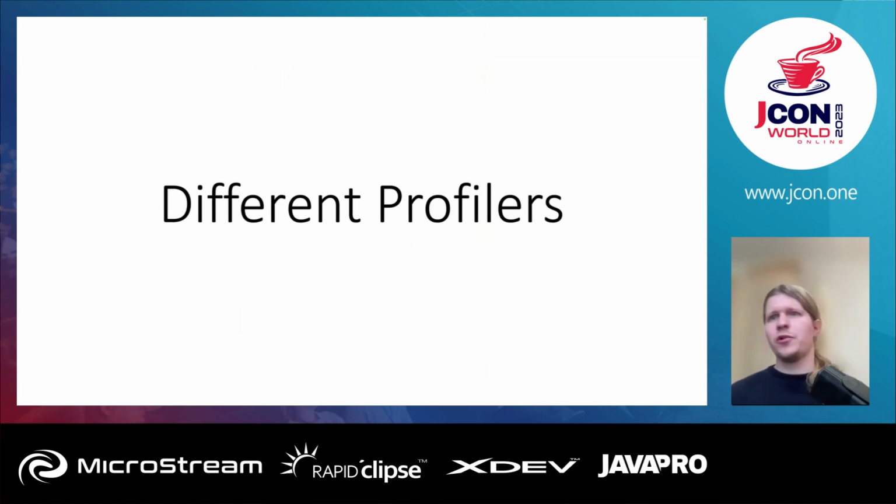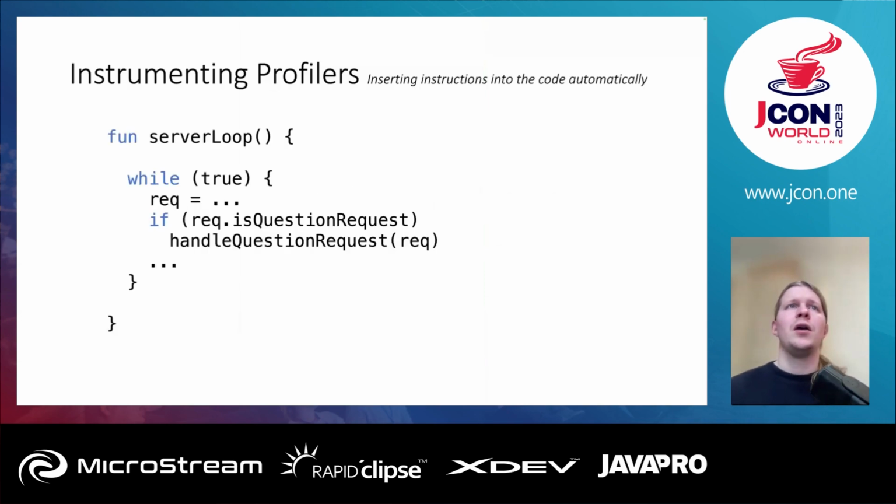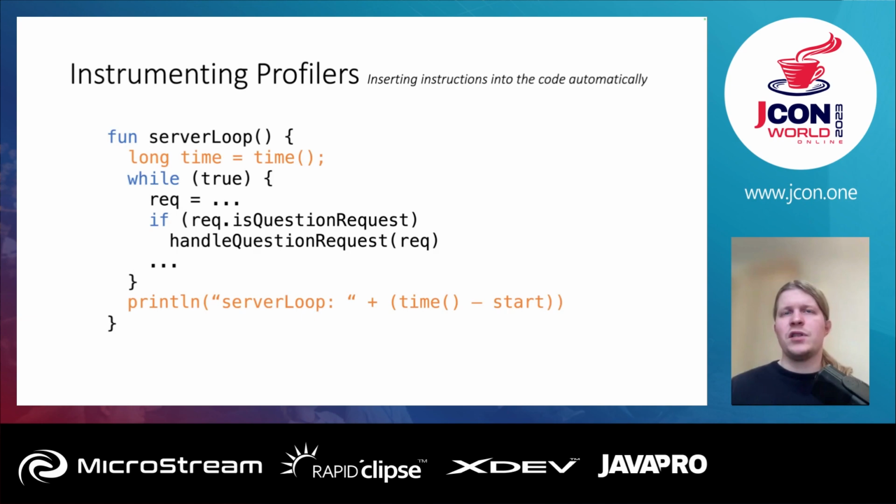So of course there are different profilers. There's not just one. It would be cool if we had one tool that solves everything, but there are different profilers and especially different techniques to build a profile. The first technique is quite simply the instrumenting profiler. The idea is we insert instructions into code automatically. Consider we have our server loop method. When we do simple performance testing by hand, we will probably get the time, maybe in milliseconds or nanoseconds, at the start of the method, and then print at the end, hey, server loop took this amount of time.